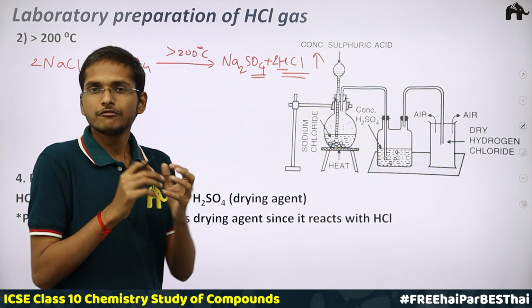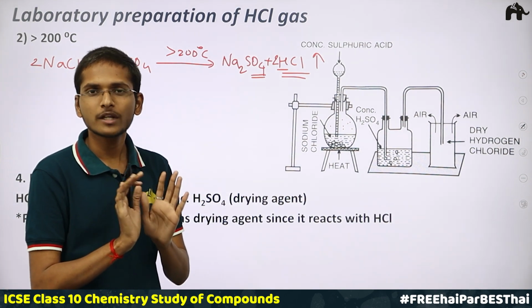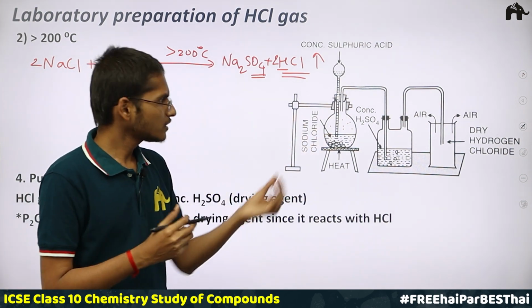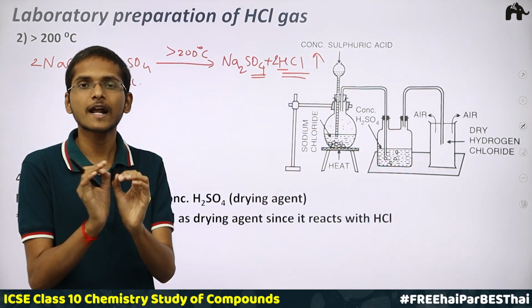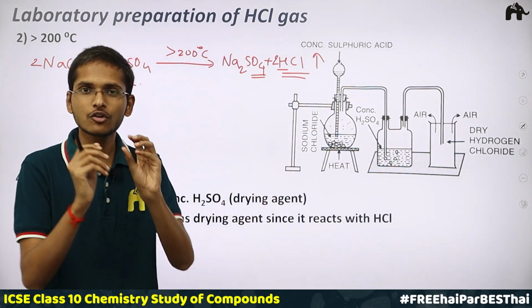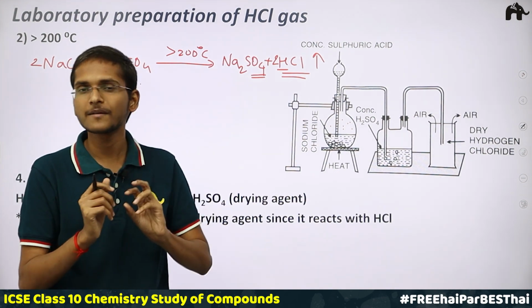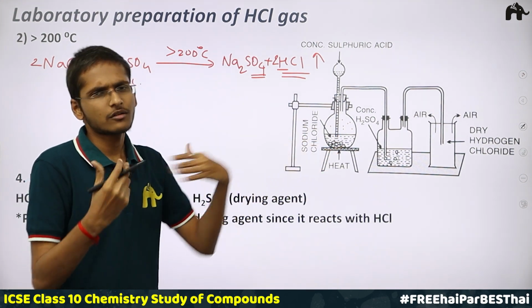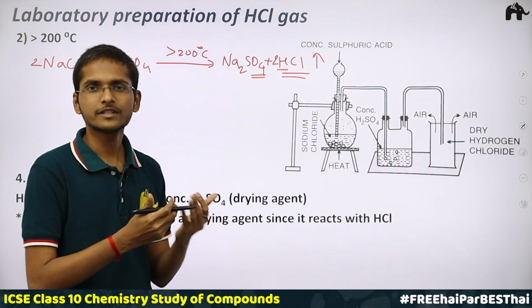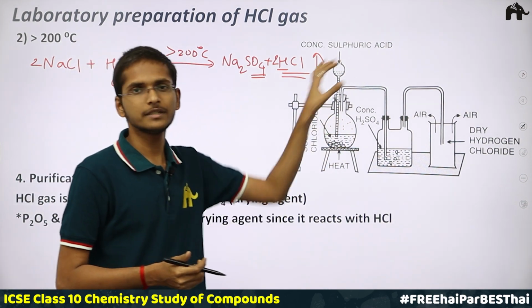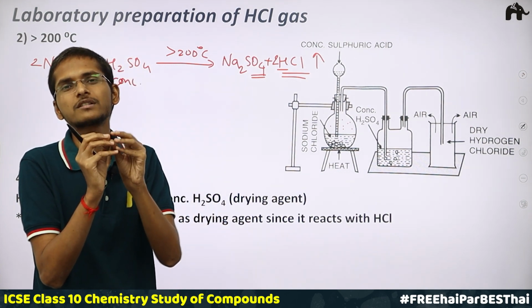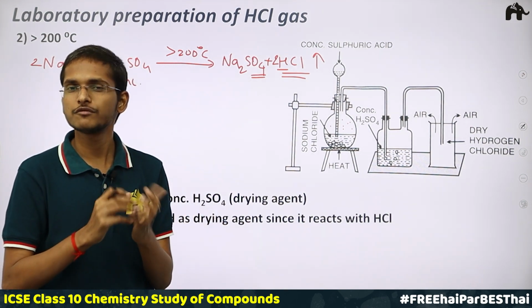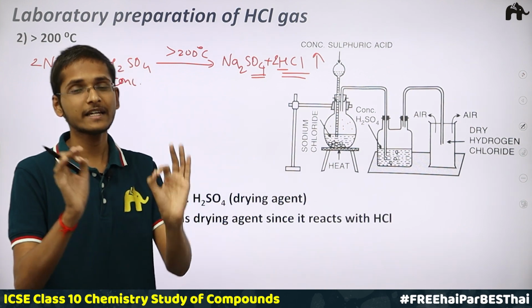Okay, but we don't want hydrochloric acid, or water, along with our HCl gas. We only want our dry HCl gas. We don't want the hydrochloric acid droplets in our HCl gas. Some hydrochloric acid droplets would form. Obviously, the rest of the HCl gas would be there, but in our HCl gas there would be some percent of hydrochloric acid, which we don't want. We want our pure dry HCl.